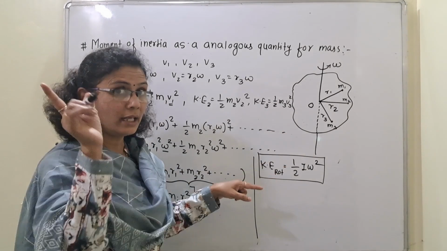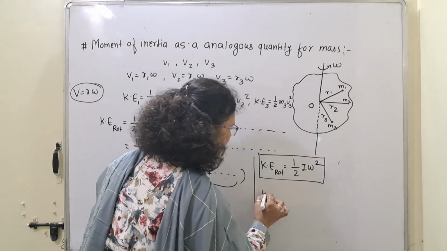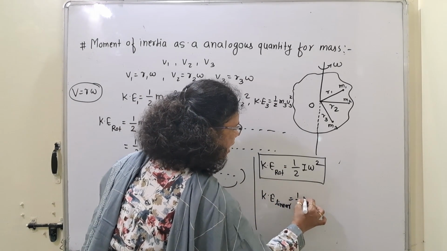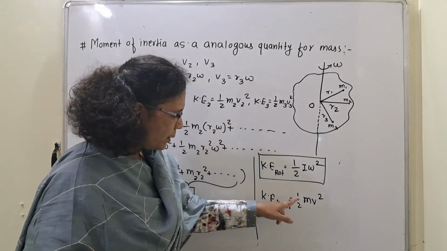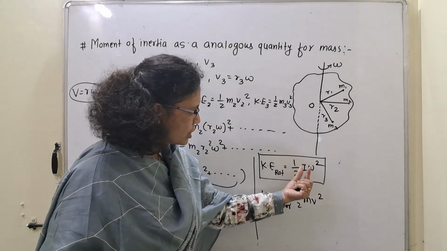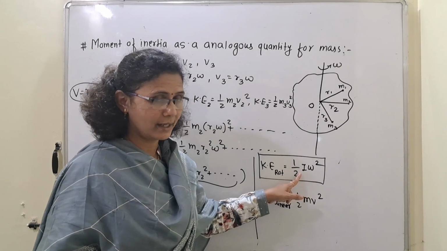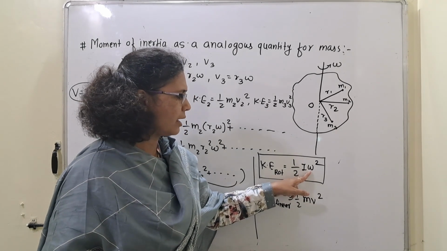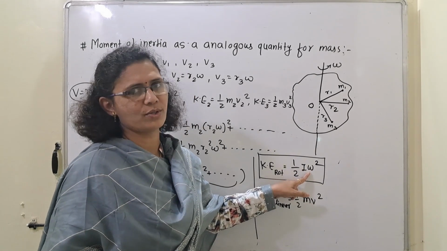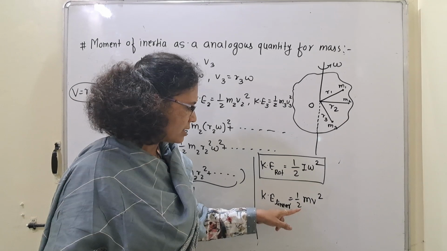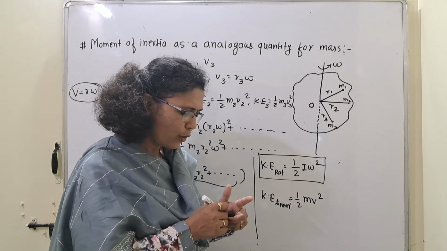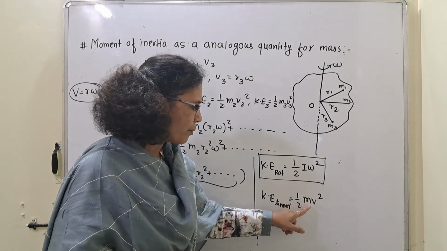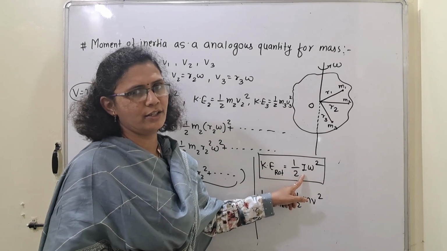See, in linear motion, what was the formula for linear kinetic energy? That was 1/2 mv square, right? In place of mass, in rotational motion, it is moment of inertia, that is I. And here there is a linear velocity; in rotational kinetic energy, there is an angular velocity, that is omega. So the analogous quantity for linear velocity is angular velocity, and the analogous quantity for mass is moment of inertia.